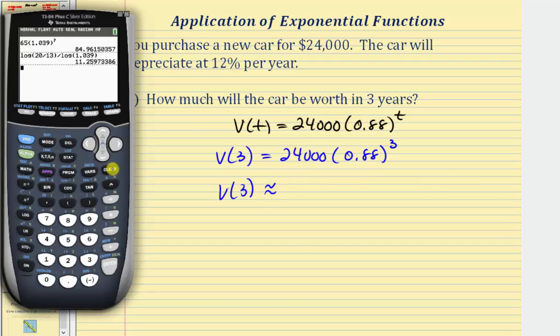So back to the calculator, we have 24,000 times 0.88 raised to the power of 3, enter. So to the nearest dollar, we would say approximately $16,355.